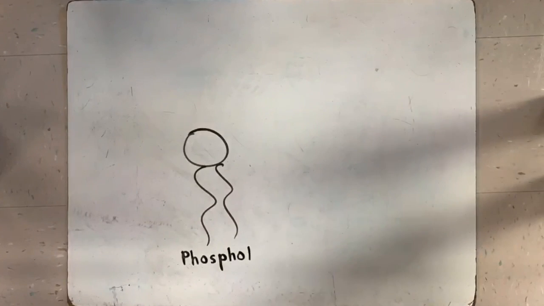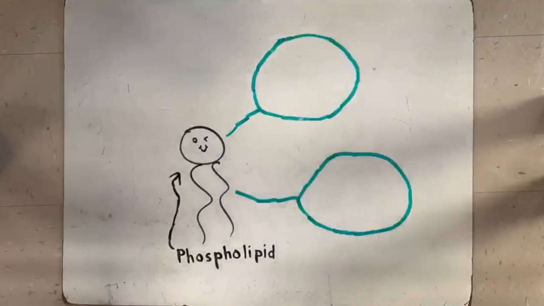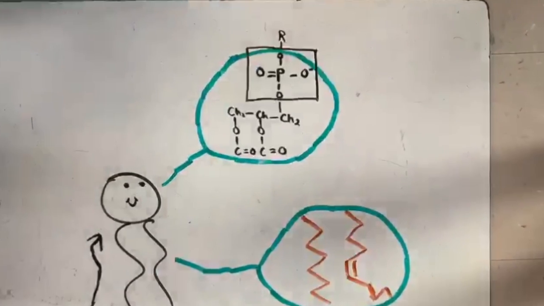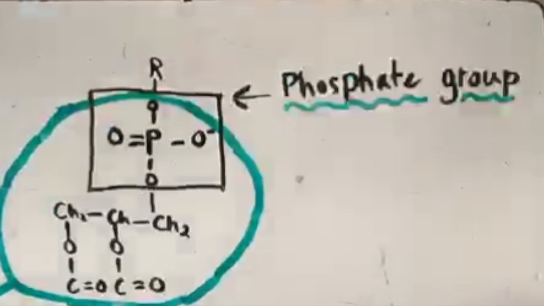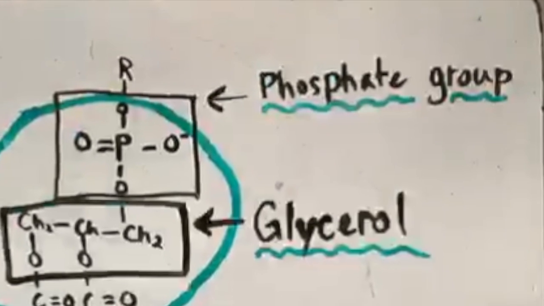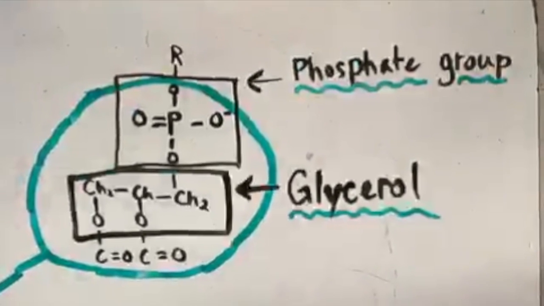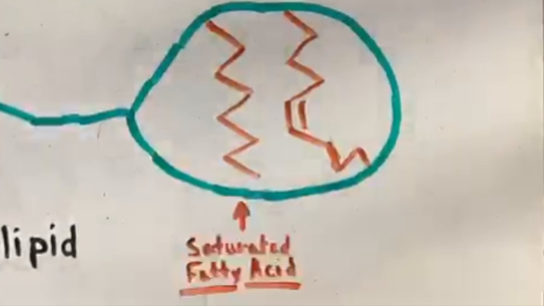Here we have the phospholipid. The phospholipid structure contains two different sections. The first section is the phosphate head, which contains a phosphate group. This group is connected to a glycerol which bonds the head to the tail.